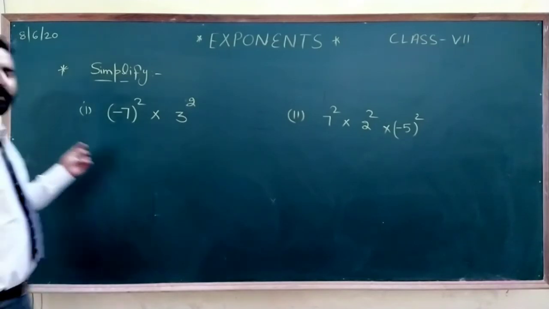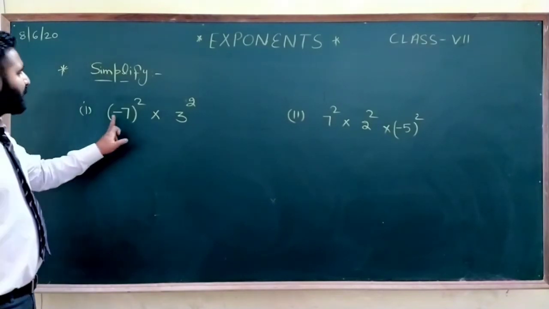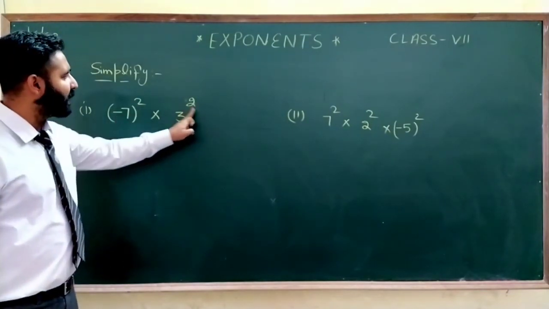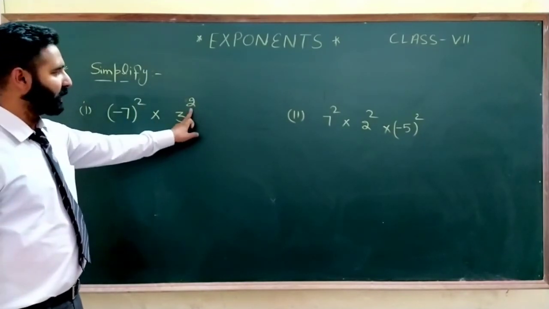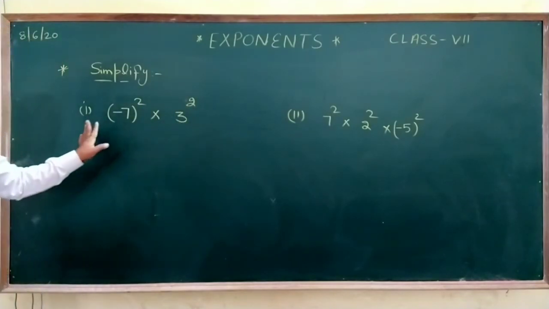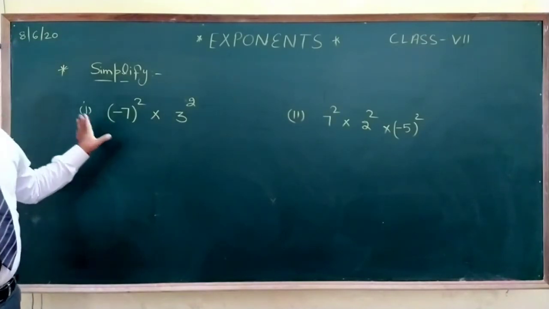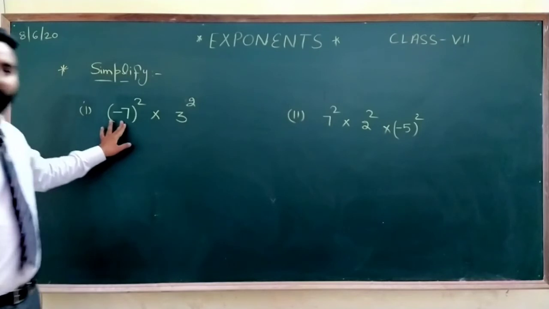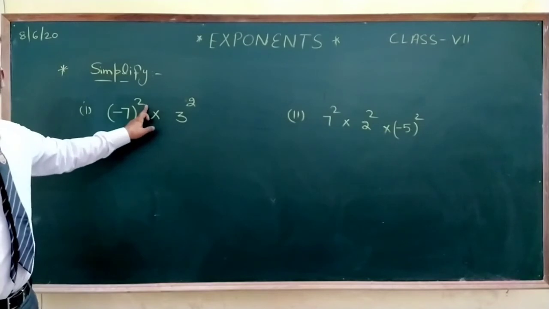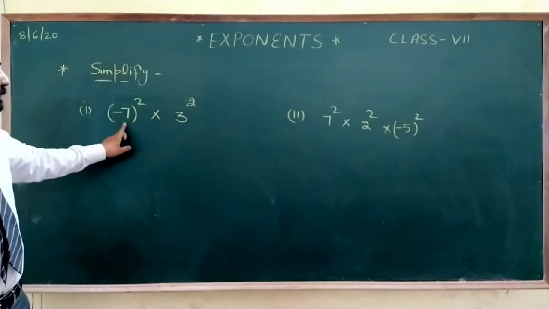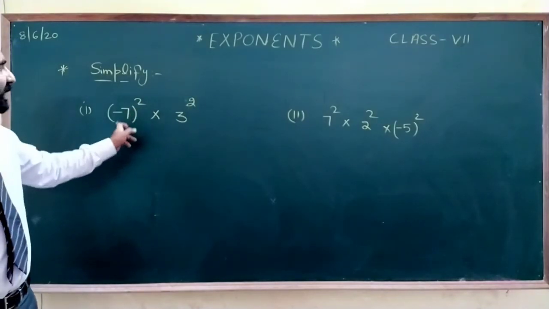Let us see 2 examples of simplification also. In the first example, the question says minus 7 square multiplied by 3 square, or minus 7 raised to power 2 multiplied by 3 raised to power 2. Fine. So you can use the identity here, or you can also simply solve. First of all, keep one thing in your mind: whenever you are having a negative base with an even power, then always you will get a positive answer, because the negative sign will get cancelled.